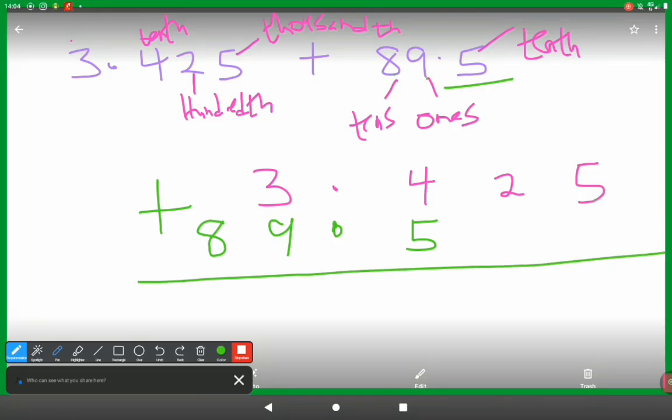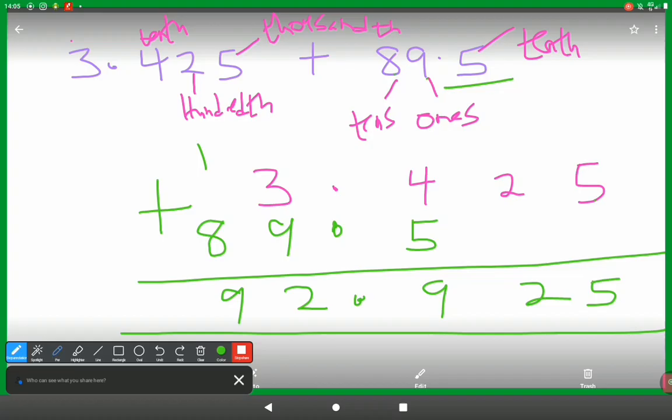So 5 plus nothing is 5. 2 plus nothing is 2. 4 plus 5 is 9. Decimal point. Then 3 plus 9 is 12. Write your 2, then keep your 1. Do not forget. Then the 1 you are keeping plus the 8 turns 9. So that means your answer will be 92.925.